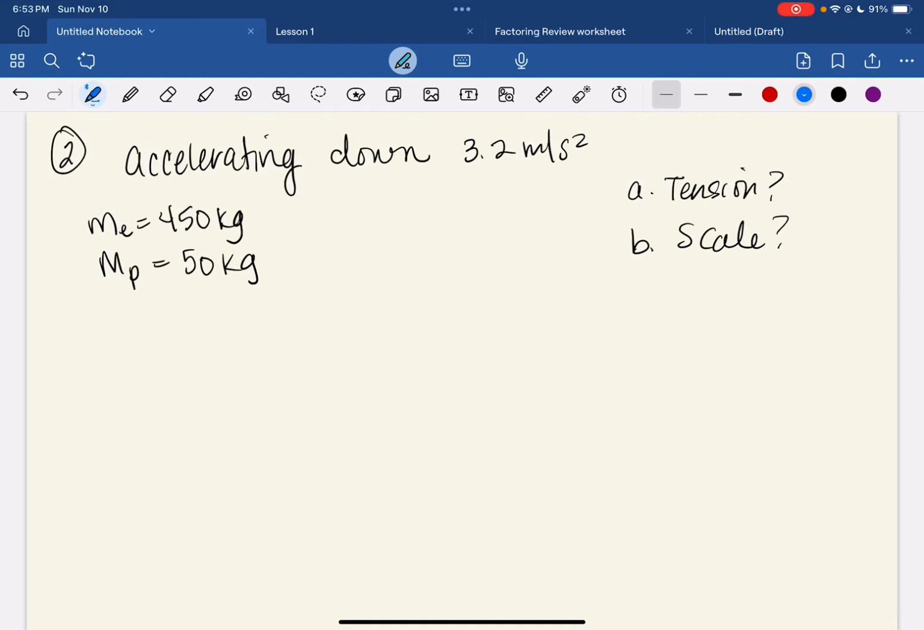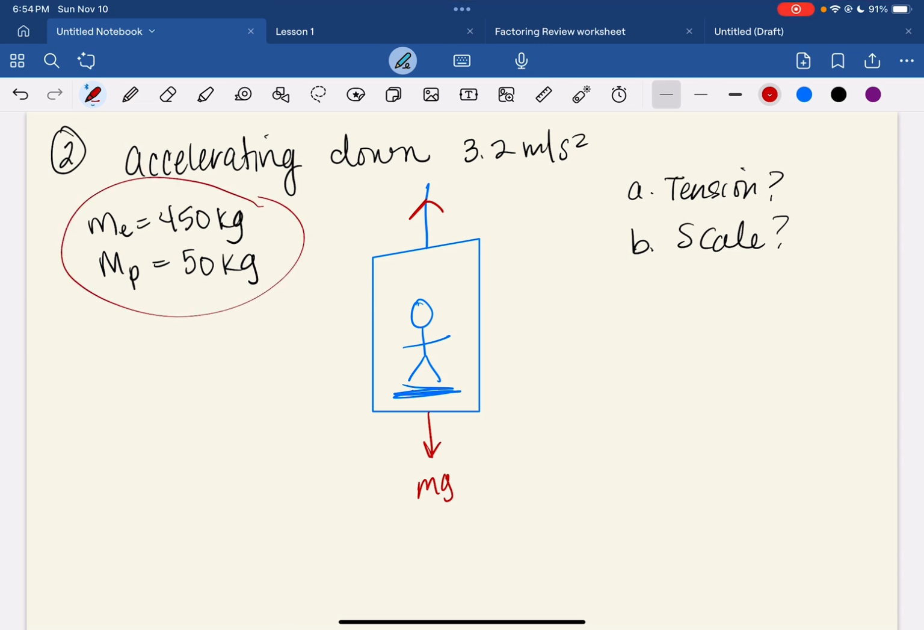All right, our last type of elevator is going to be an elevator going downward. And again, we'll draw this. We'll draw the elevator and we'll pretend it's a rectangle. And then our tension of the rope is that way. We have mg, and this is the mass of both the elevator and the person together.